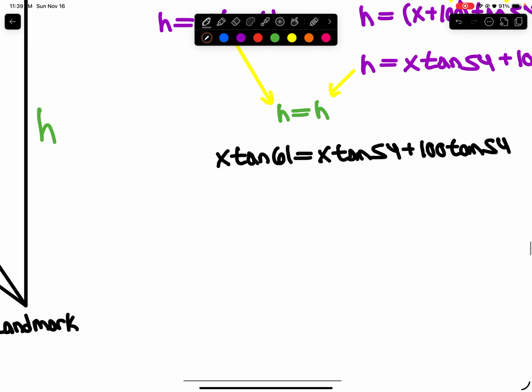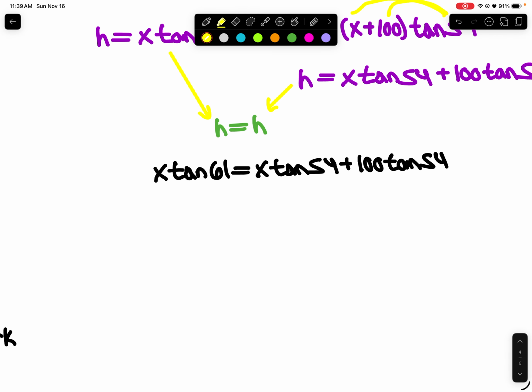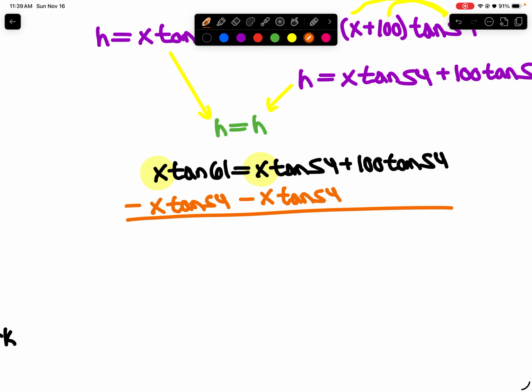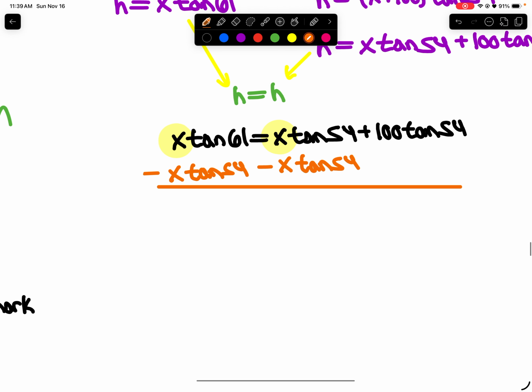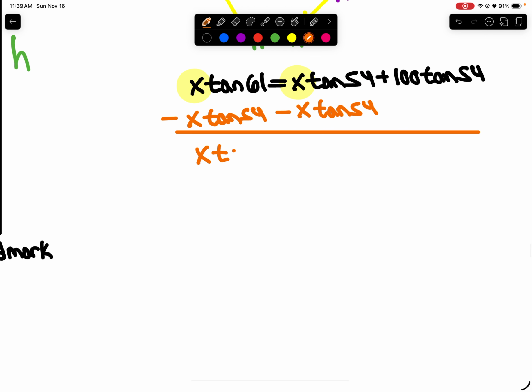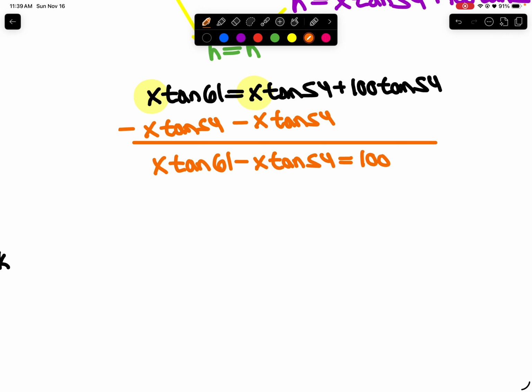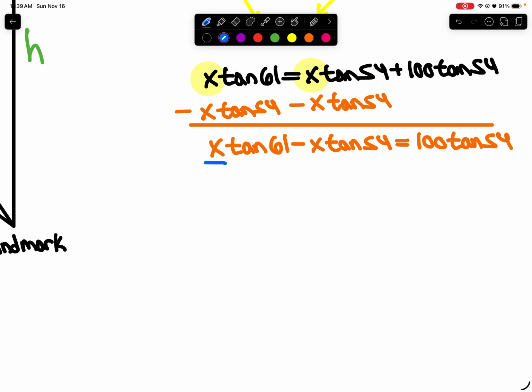And then what we want to do is now we're going to set up this equation and we want to solve it for my x value. But notice how your x value is in two different places. So what I'm going to do is subtract x tangent 54 on both sides so that I can get my x value on both sides. So doing this, writing crooked. So this is going to be x tangent 61 minus x tangent 54, and then that's going to be equal to 100 tangent 54.